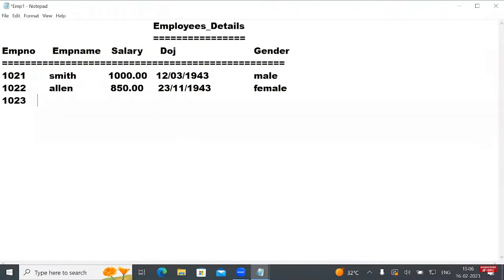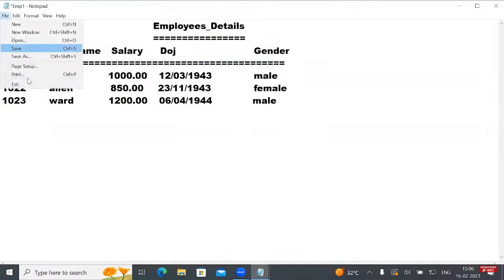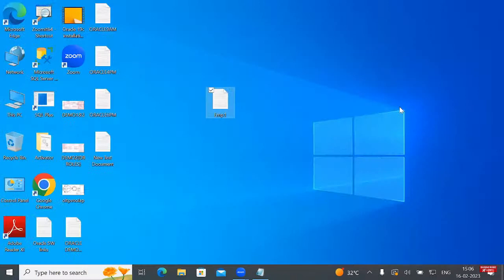Now 1023. The name is Word. Word will be taking, for example, 1200 rupees. Then 06 slash 04 slash 1944, some male, etc. So like this, I have some employees. Employees' information I'm storing like this. Just imagine. Now the same information, whatever I saved here, I will save. The file will be closed. So my employee data I saved here.